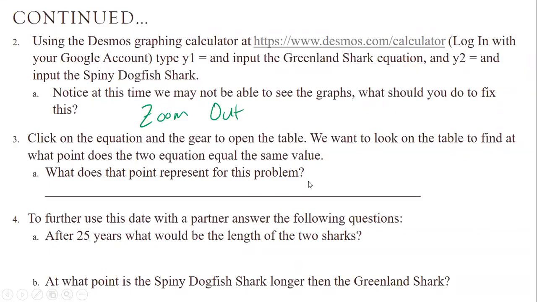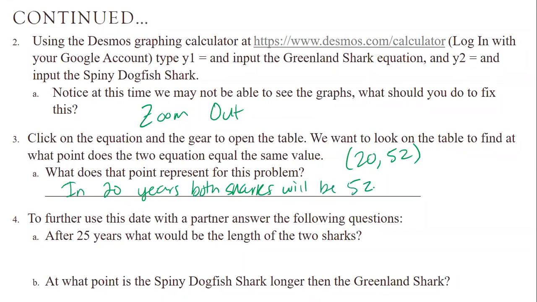So when we found, what does the point represent? So we found our answer to be 20, 52. What does that mean in terms of this problem? What does 20 represent? Exactly. So this means in 20 years, both sharks will be 52 centimeters long.